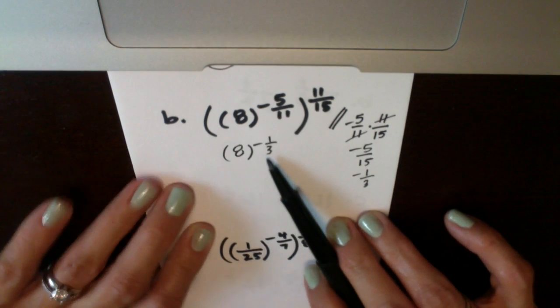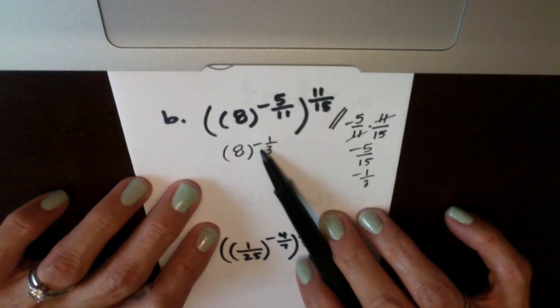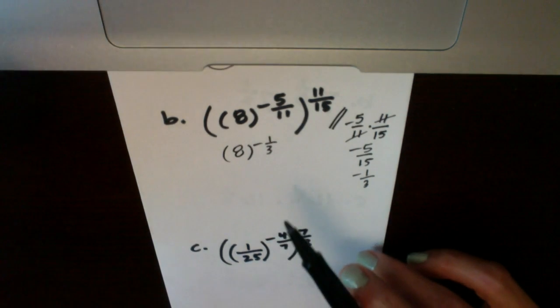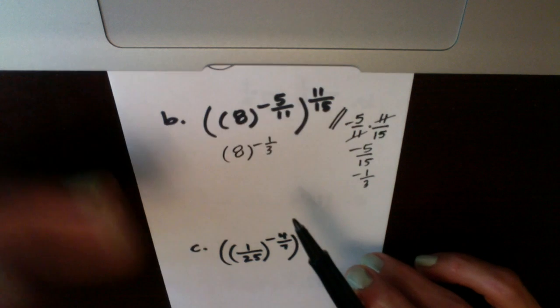One of your other properties says that if you have a negative exponent, you can move this term: if it's on top of a fraction, it moves to the bottom, or if it's on the bottom, you move it to the top.